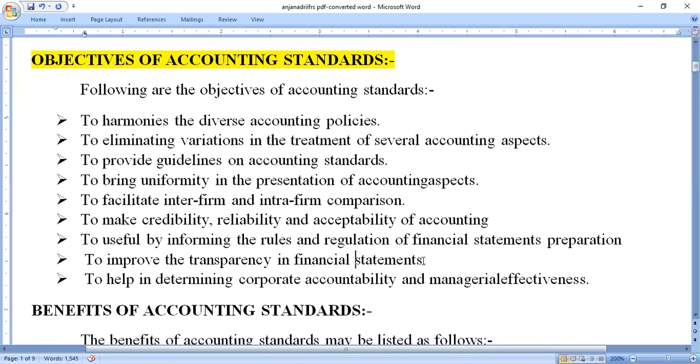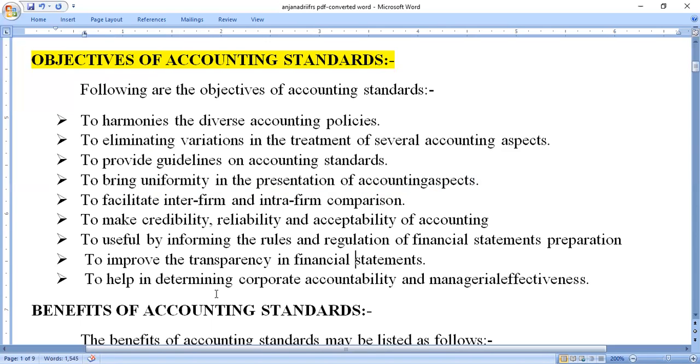Transparency is nothing but it is very easy to compare. It has accurate information, correct information, exact information. It must be communicated to the shareholders or the external persons. They are easily convinced and it is correct information. They are also accepting this information. Therefore, the accounting standard also has the nature of transparency. It is also the objective of the accounting standard to improve the transparency, accuracy, and correctness of the financial statements.